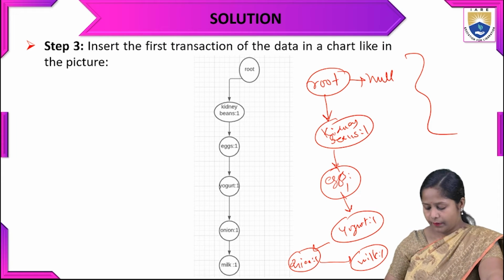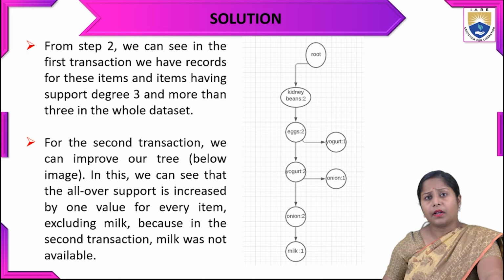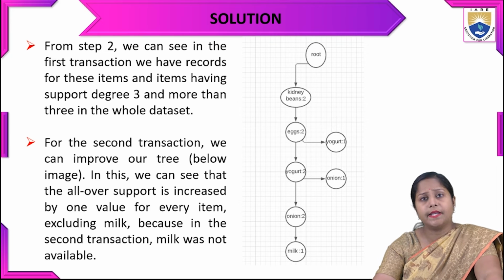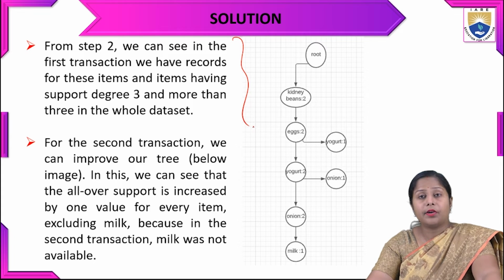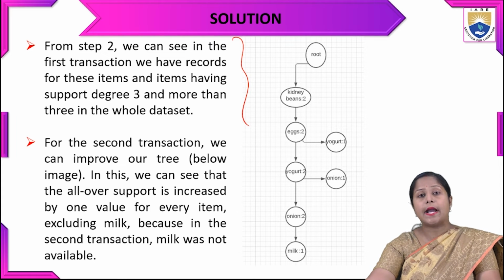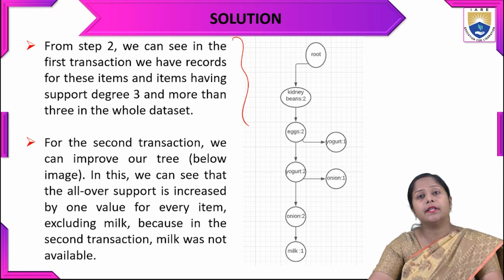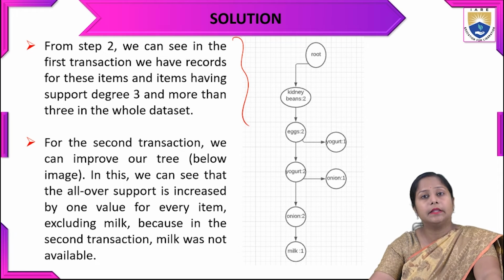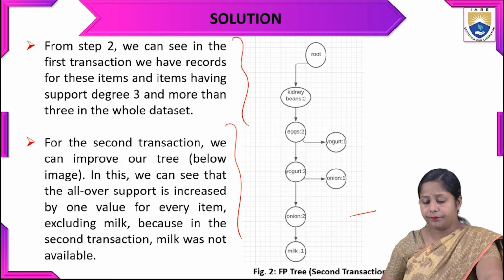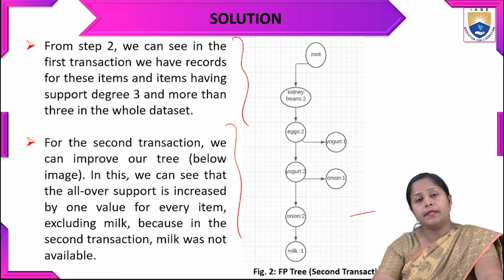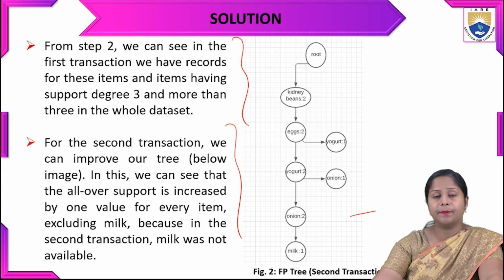For the understanding. Now from the second step, what we can see in the first transaction, we have records of those items that are having the 2 item sets, right? So items having the support degree 3 and more than 3 in the whole data set. So for the second transaction, we can improve our tree, that is on the right hand side. Okay, so that is from the second transaction. So in this we can see that the overall support has been increased.